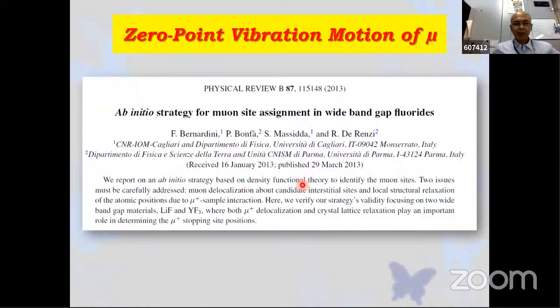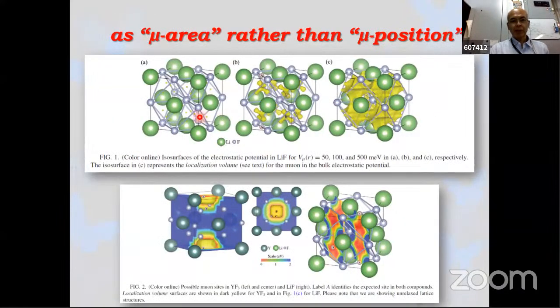This was suggested in the beginning by the Italian group in 2013 to discuss the muon positions in the semiconductors lithium fluoride and yttrium fluoride. For instance, this is the simulation of the potentials of lithium fluoride. If they change the isosurface energy level to 50, 100, 500 meV from the very local minimum potential position, the area of the local minimum potential becomes wider and wider.